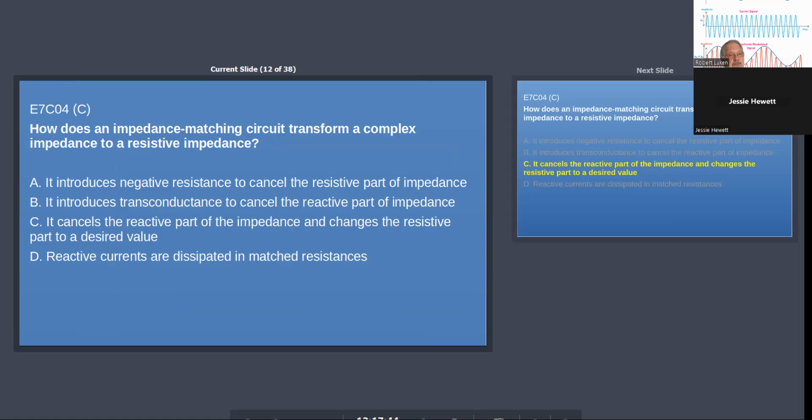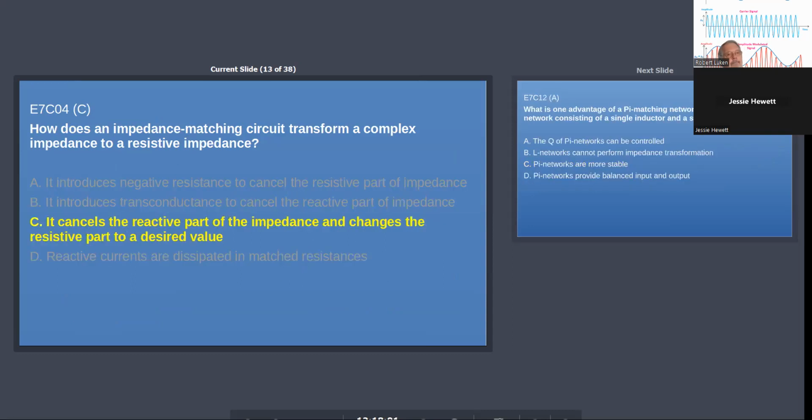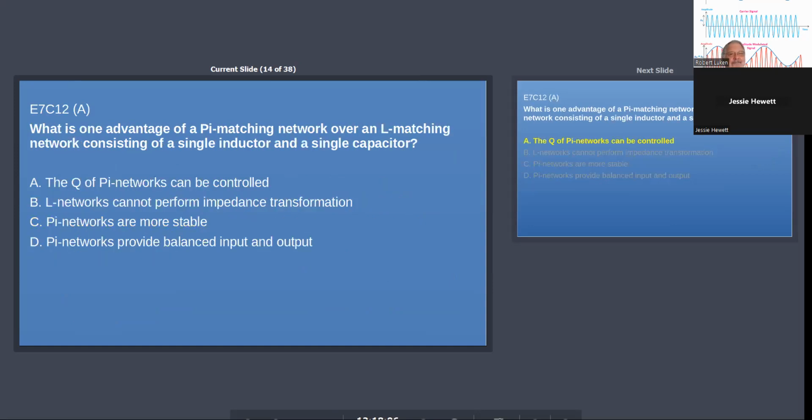So how does an impedance matching circuit transform a complex impedance to a resistive impedance? Yeah, you just explained. It cancels the reactance and magically changes the resistance. Magically. A lot of stuff in this is magic. That's what they used to say if you traveled in time and went back. Yeah, you could do things that people would think were magic.